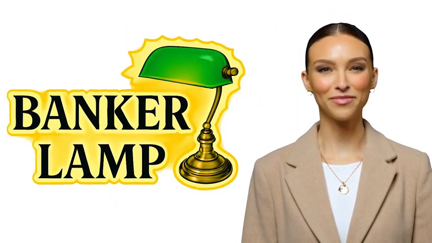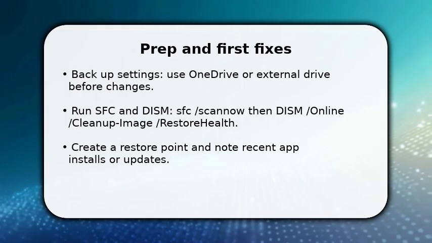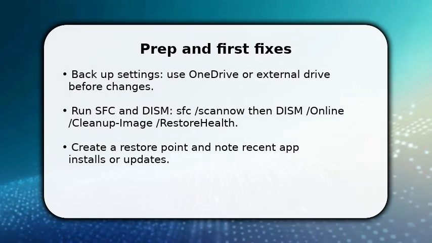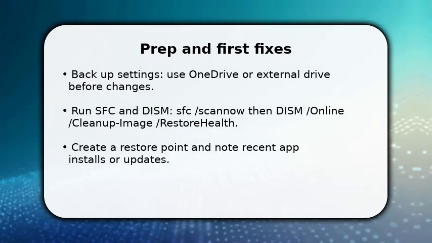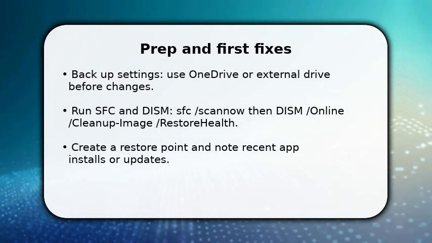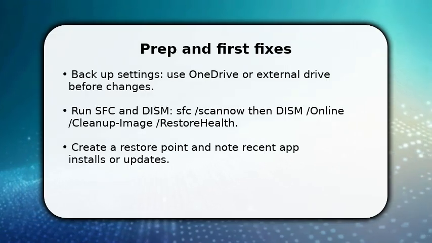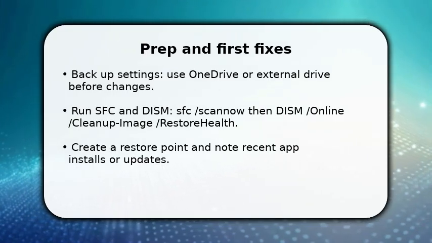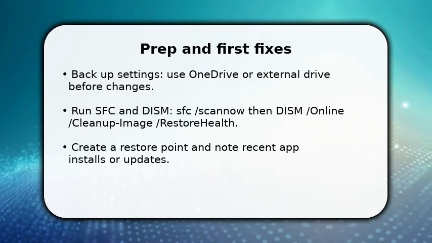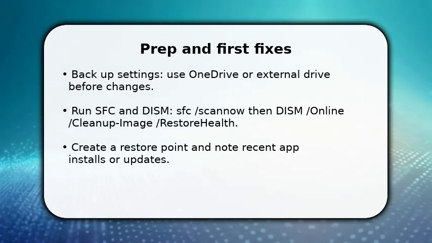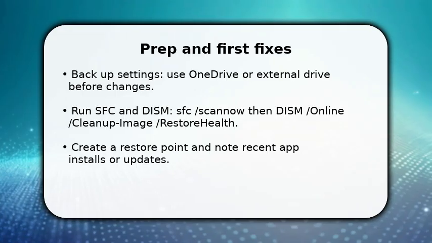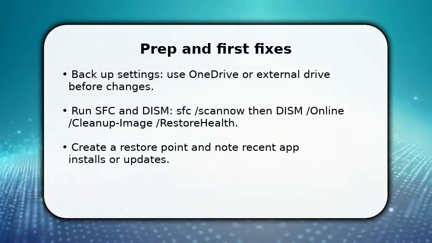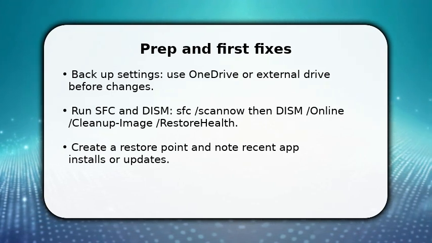Please enjoy the video. You start by protecting your system, back up important files, and create a restore point so you can roll back if needed. Once done, open an elevated command prompt and run sfc /scannow to repair corrupted system files, then run DISM /online /cleanup-image /restorehealth to fix component store issues. Make sure to note any recent app installs or Windows updates. These are often the culprits. If a simple reboot didn't help already, this first pass targets foundational file and image corruption.